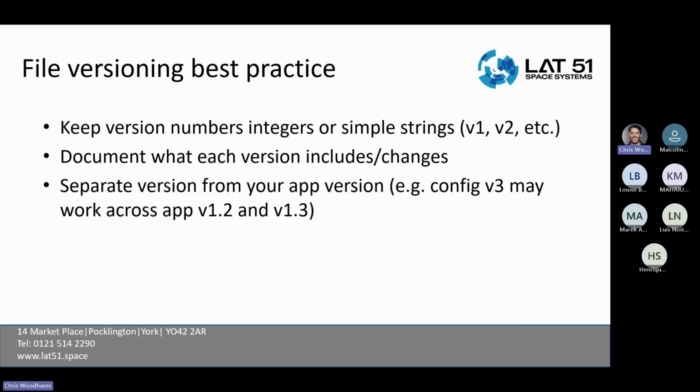Obviously, with change management, make sure documentation is there to track what changes there are between the different versions. And make sure it's separate from the version of your software, because, as it says there, you might have a version of the config that works with a number of different versions of the software. So those are some good principles for versioning of config files. Anyone doing this type of stuff? Got any good thoughts on it?